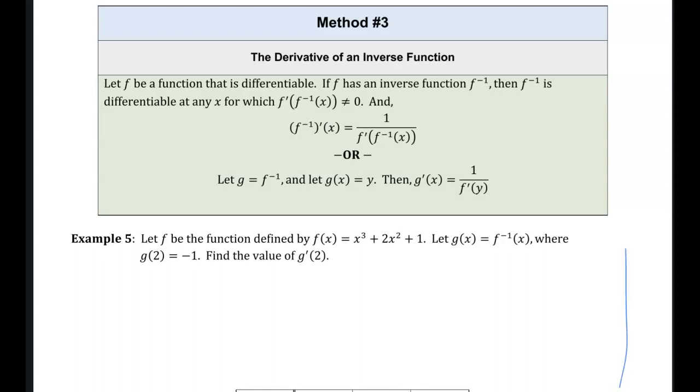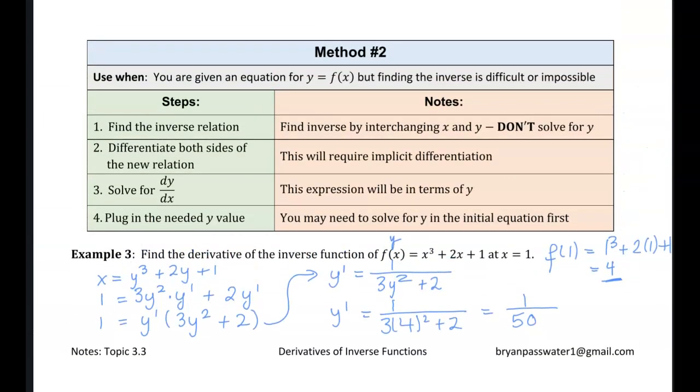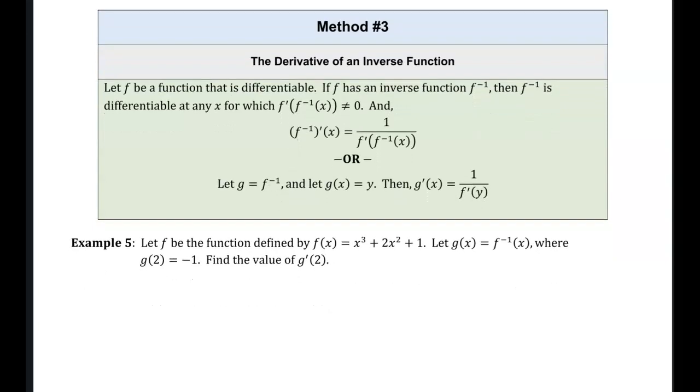But basically, by looking at the previous example, we could see down here, or we may have noticed, that the derivative of y is 1 divided by the derivative of our function and then plugging in a y instead. So this is where method 3 comes from, where we actually have a formula or a shortcut to do that. So what it says is the derivative of the inverse function of f is equal to 1 divided by f prime of f inverse of x.